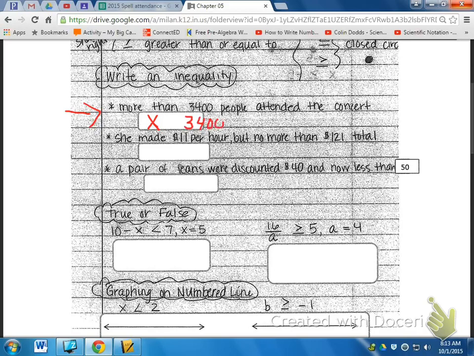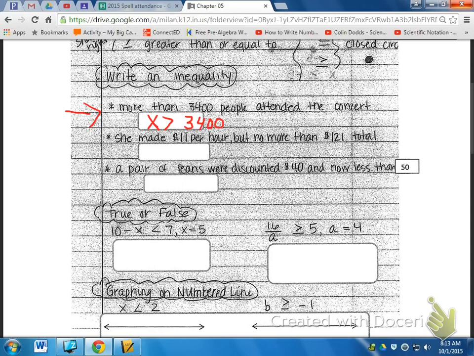Now, Trayton, what do you think we would use to show that X, the real number of people, is more than 3,400? What do you think we would use? Greater than. So greater than is the big opening that comes first. We've already talked about how you use your left hand to make the less than, so this one would be greater than. So X greater than 3,400 would be what inequality you should write with that. Questions about that one?